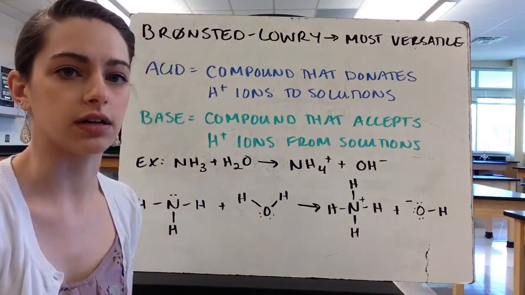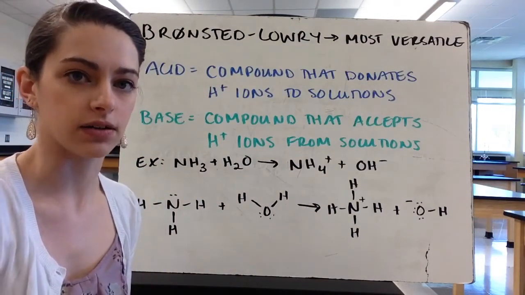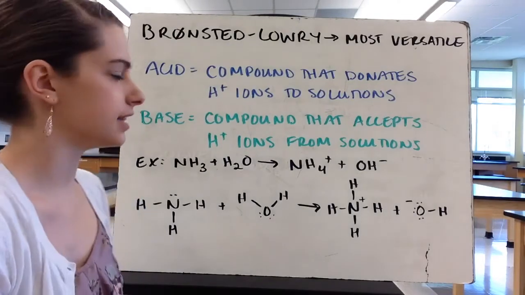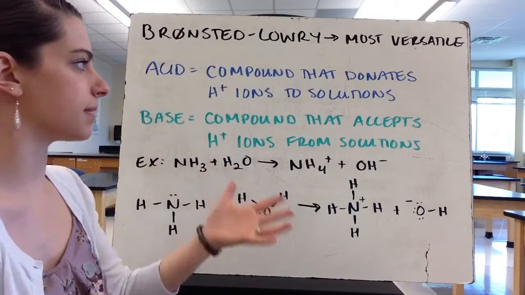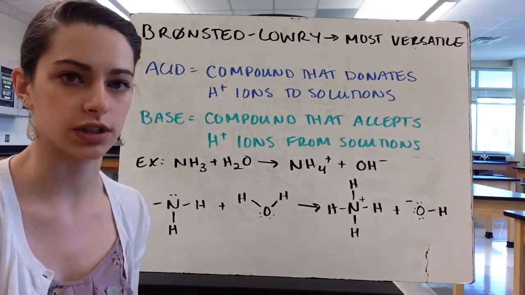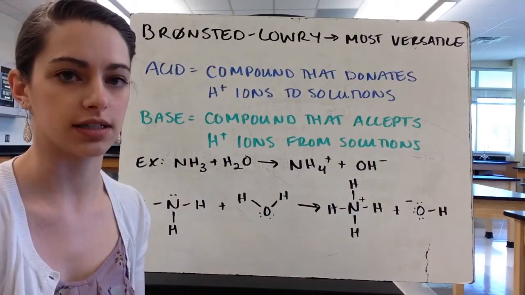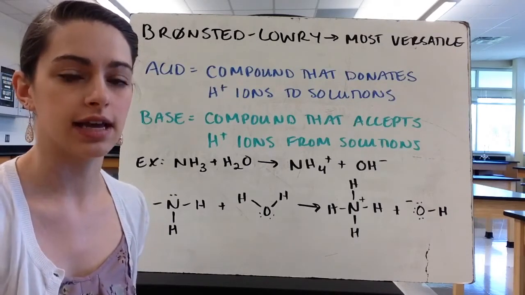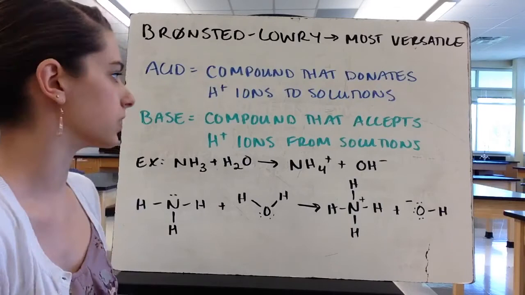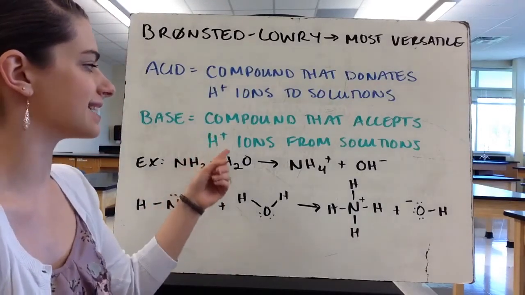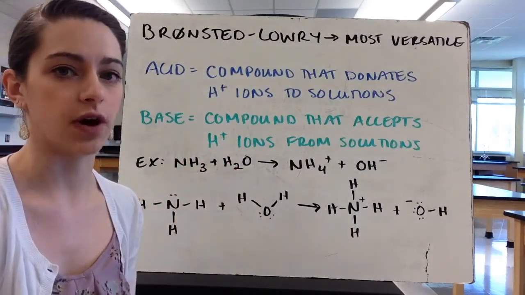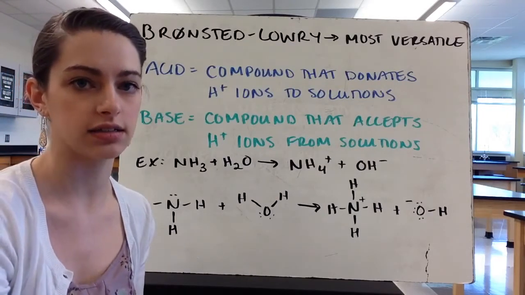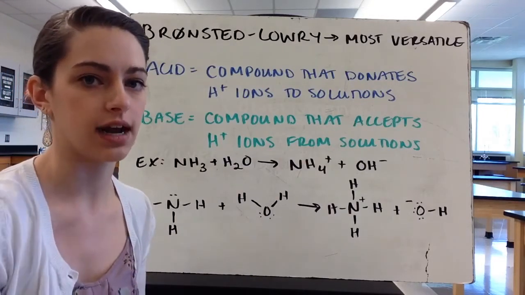The other model that we're going to look at is called the Bronsted-Lowry model, and this is the most versatile model of acids and bases. In this case, an acid is still a compound that donates hydrogen ions to solution. So we're still donating the H+ if it's an acid. However, the difference comes when you look at the bases. Bases, according to Bronsted-Lowry, are compounds that accept hydrogen ions from the solution. So we're looking at what compounds are giving the hydrogen ions and what compounds are accepting hydrogen ions.